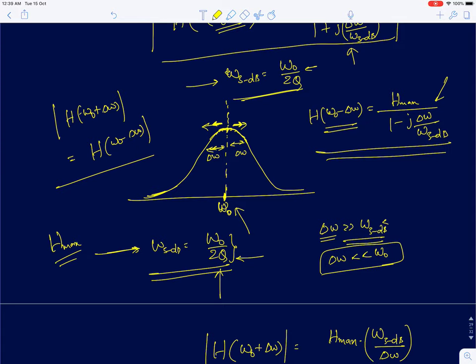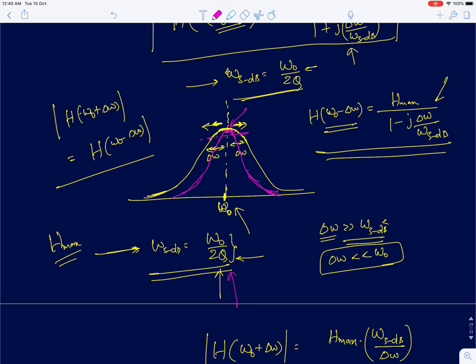Now, what happens if I increase Q? If I increase Q, the 3 dB frequency reduces. Meaning, the point where the function reaches the 3 dB level, which was initially somewhere here, is now going to reduce, which means the function is going to become narrower. So a larger Q means a more narrow response. Here I'm assuming that the peak gain remains the same. Peak gain is H max, that is constant. I've just increased the Q, keeping the resonant frequency omega naught constant. By increasing the Q, the 3 dB bandwidth reduces, and therefore the frequency response becomes narrower around omega naught.